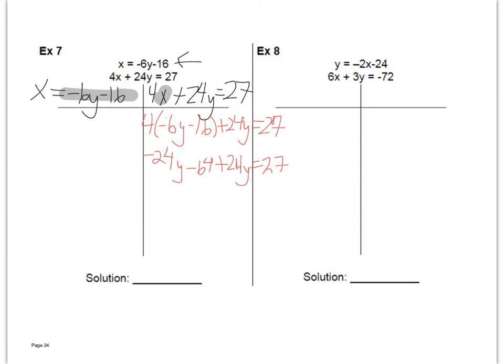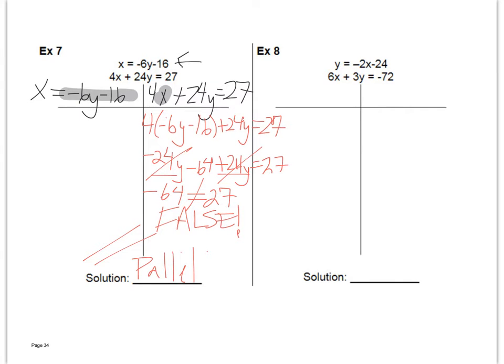Now, when I combine my like terms, negative 24y plus 24y, they cancel. I end up with negative 64 equals positive 27. Negative 64 does not equal 27. That is completely false. That can't happen. It is impossible. These lines must never cross. They never have a point that they have in common. The solution is that they're parallel, or they have no solutions. That's the way you abbreviate no solutions. They're parallel. They never cross, so they have no solutions.